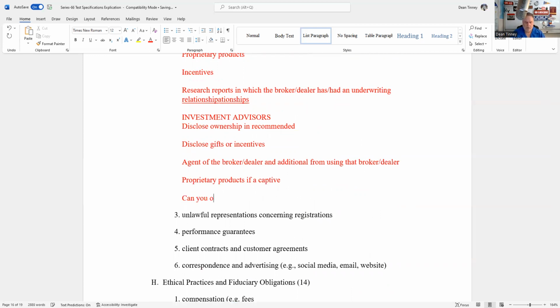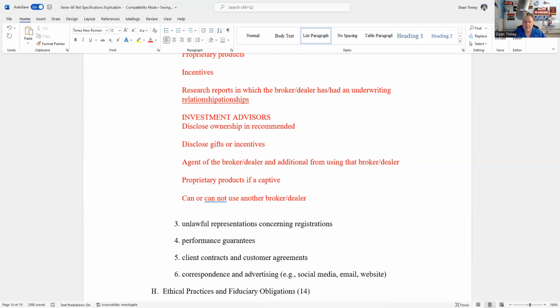Whether you can or cannot use another broker dealer for execution. As an investment advisor, when I was a practitioner, I said, no, you can't use other broker dealers. I'm only set up to be using Schwab for execution and custody. So again, we disclose to you whether or not you can use other broker dealers.